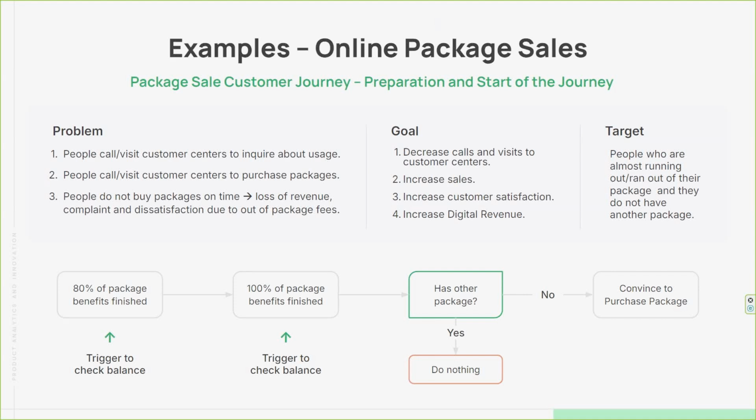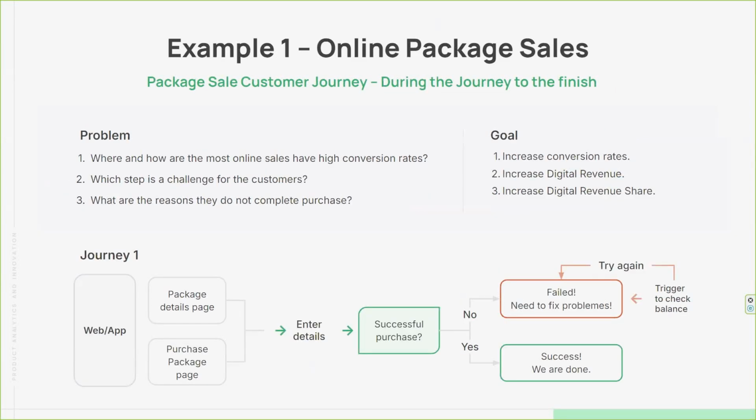Then they actually finish their package, so 100% is done. We would need to communicate with them again. Hey, your package is finished. You can just click and purchase your package very easily online. But to convince them to purchase a package, we also need to check, do they actually have another package that can be used, because they will not be buying a new package if they already have an existing package. So if they don't have a package, let's offer them an offer so they can complete the purchase online.